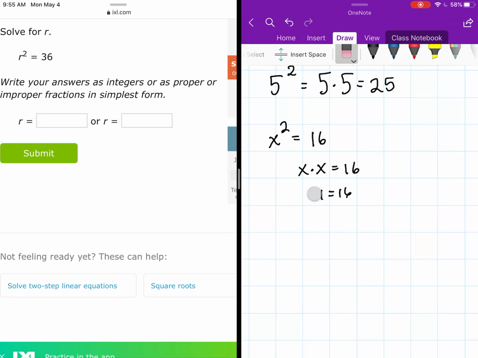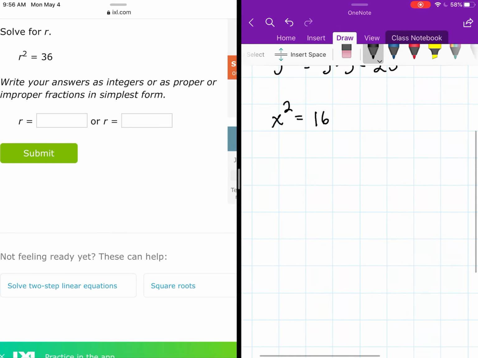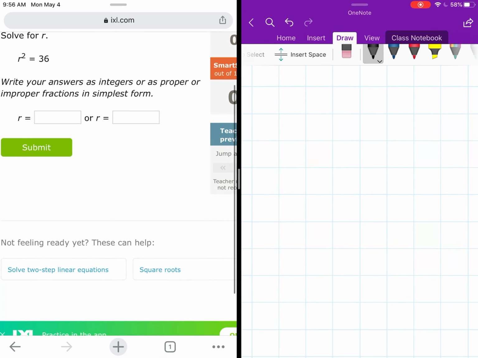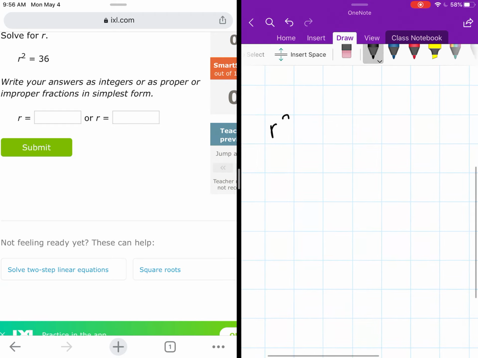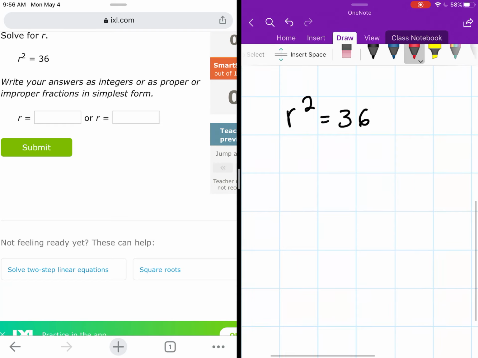Now, let's say you don't want to do it this way. What you could do to get rid of the squared, the solving method, is, if this is your expression, I'm going to go ahead and use the question from IXL now. So let's say we have r squared equals 36. What you would have to do is take the square root.